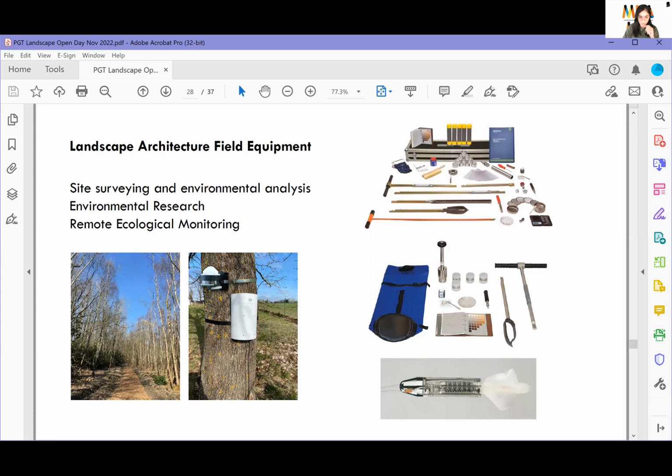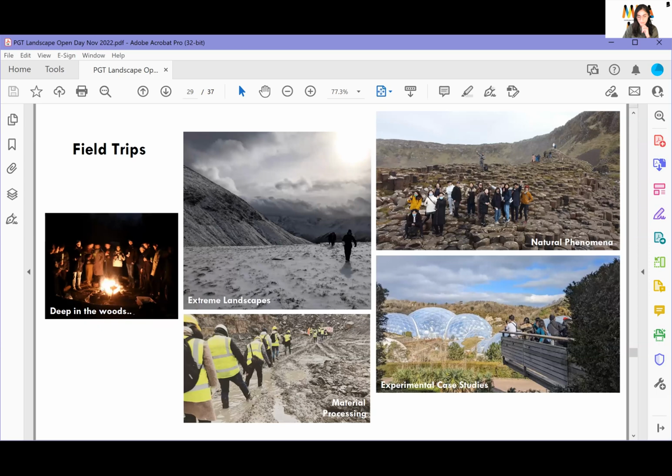Maybe just to go over some of this landscape specific equipment, as you can see here, hopefully this will support you in things like site surveying, environmental analysis and research and remote ecological monitoring. And here are some of the pictures from the recent field trips. Depending on the studio, you'll go on a different field trip, whether that's being deep in the woods to visiting natural landscape phenomena, extreme landscapes such as mountaintops, or visiting various sites that look into material processing or some of these experimental case studies around the country.